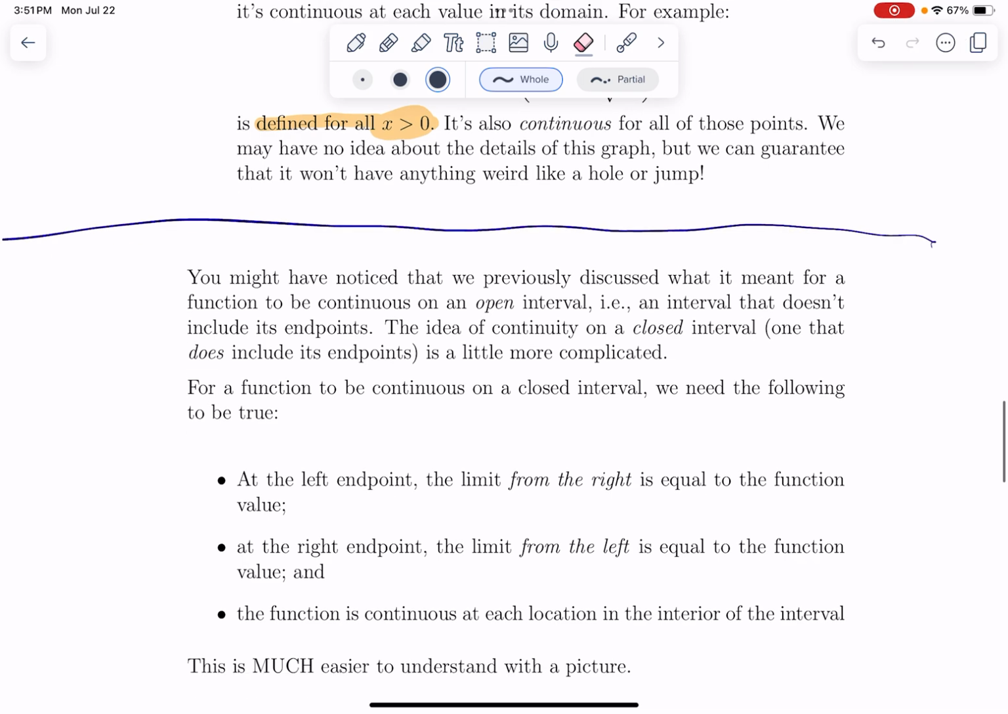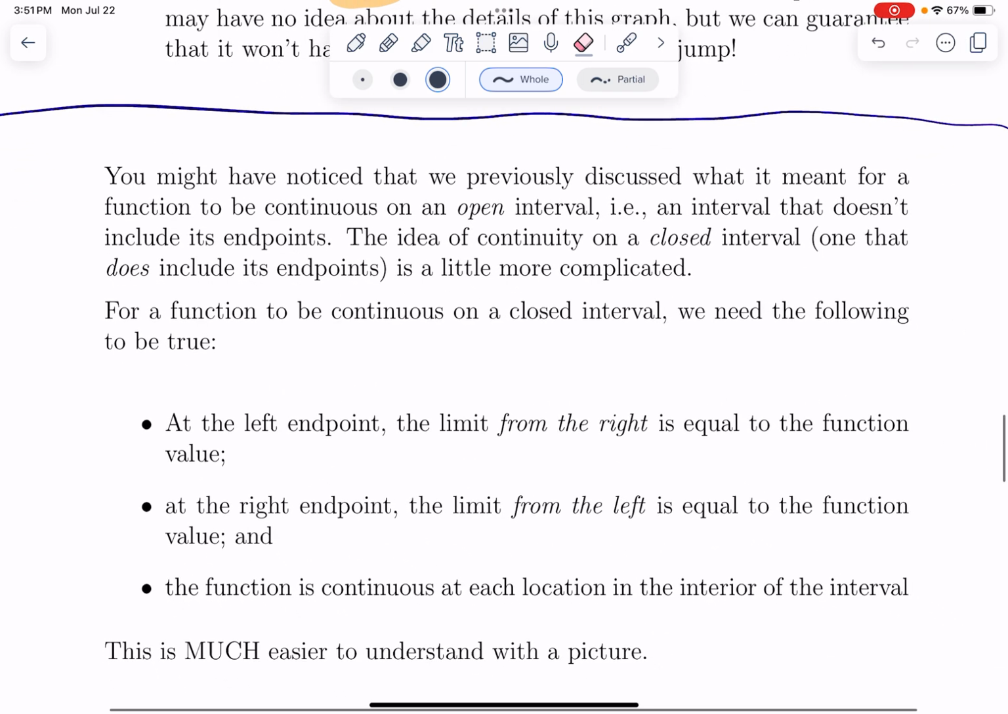Hello. Let's wrap up this section on continuity. Here's part 2 of the video.